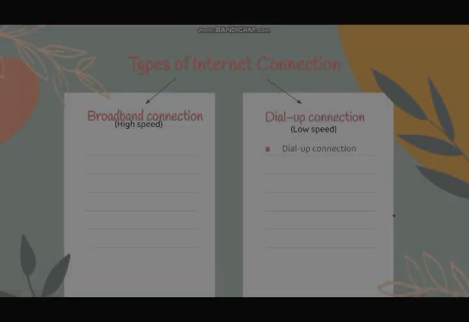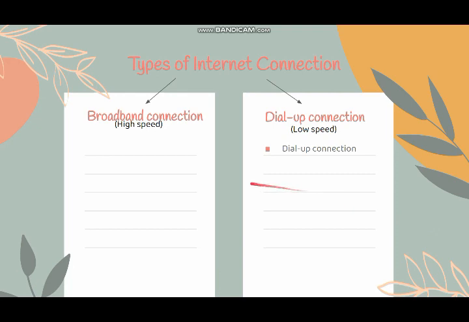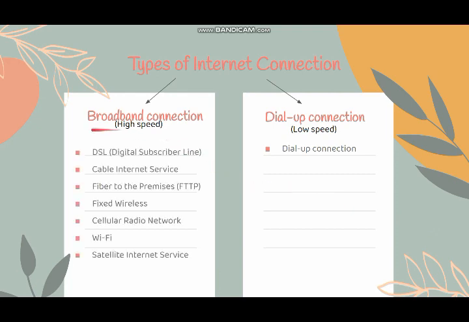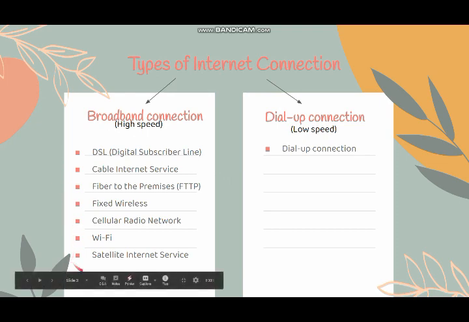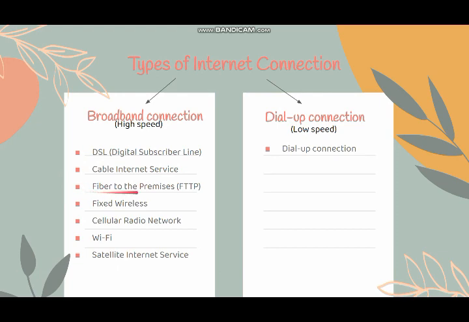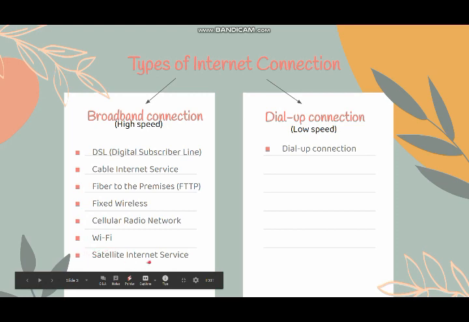Okay, thank you Ali. So in your syllabus, we're just gonna focus on 7 different types of broadband connection, which is the first one is DSL, cable internet service, FTTP, fixed wireless, cellular radio network, Wi-Fi, and satellite internet service.